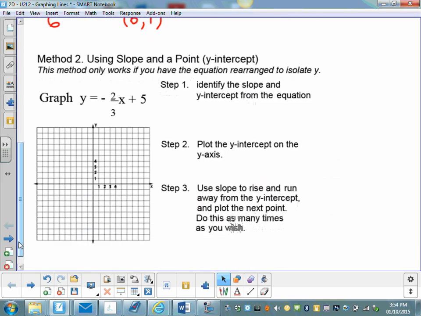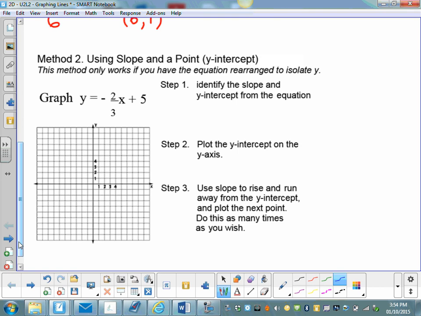So now we're actually going to do a question where we use the slope and the y-intercept and we avoid using the table altogether. This year especially, we're going to try and do these graphs without using the table at all. We know how to, we did it up above, but we're going to try and graph these without the table.